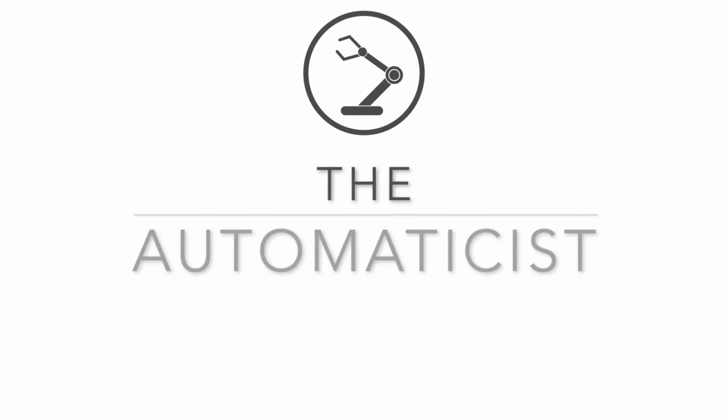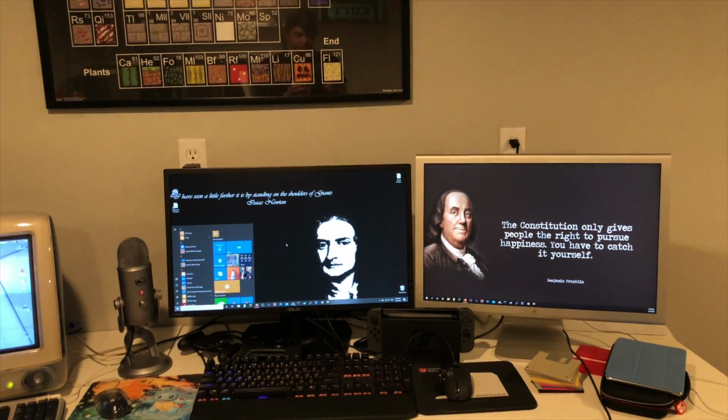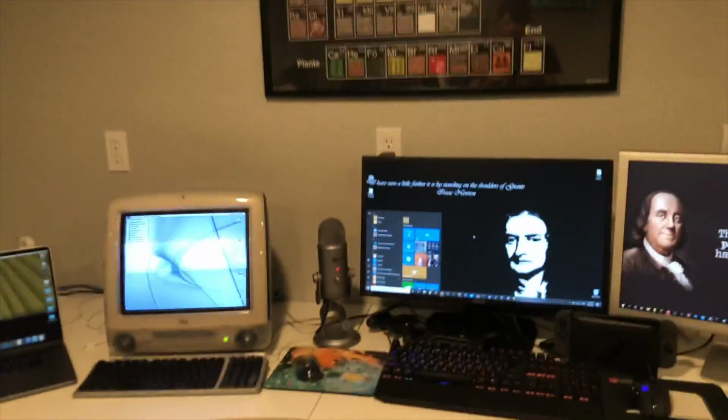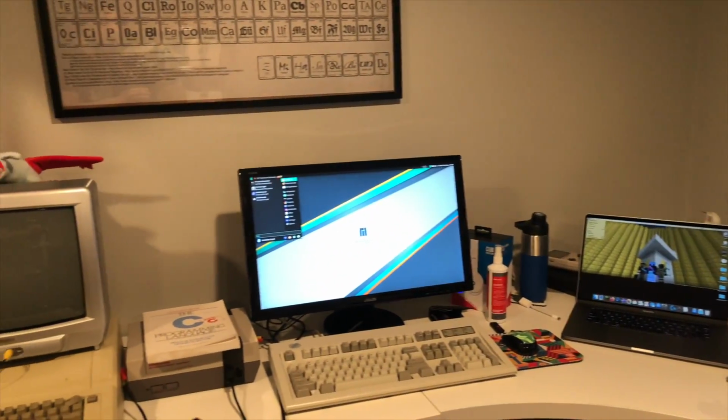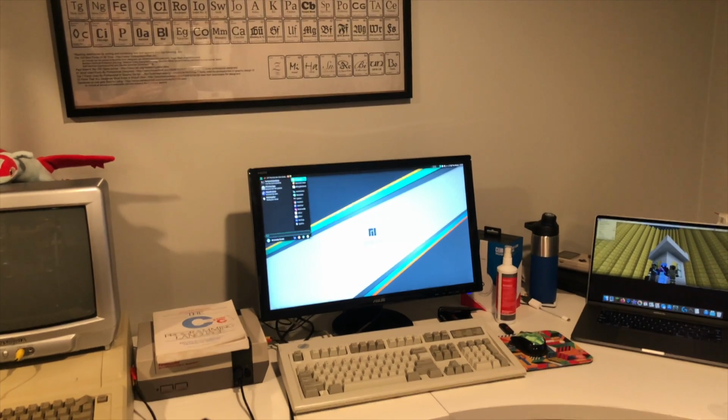Welcome to the Automaticist. So as you can see right here, we have a number of computers of varying ages, all running different operating systems. But what are operating systems, and what do they mean for you?